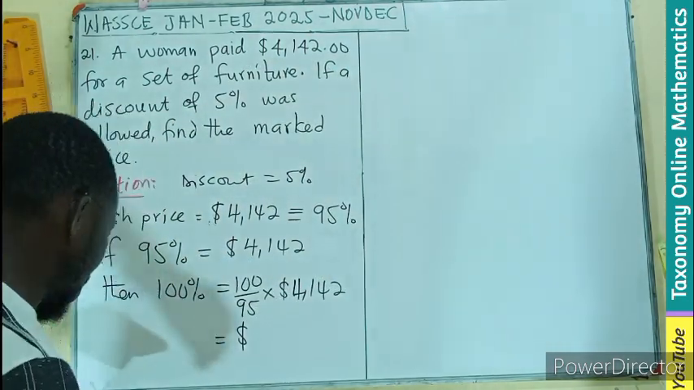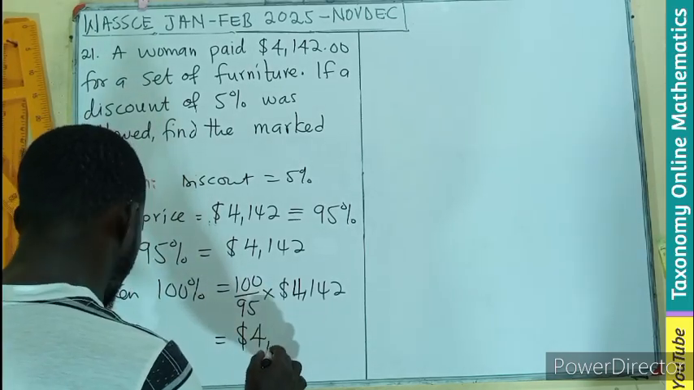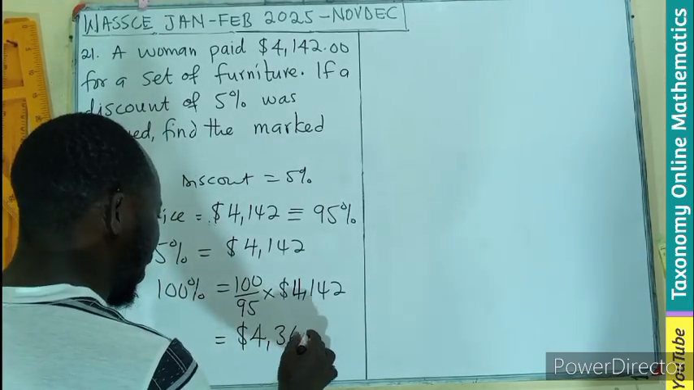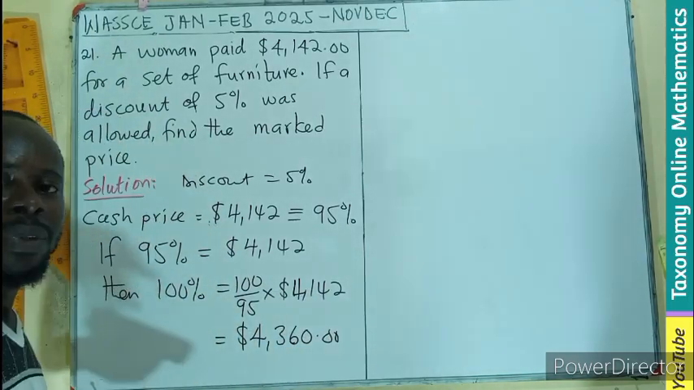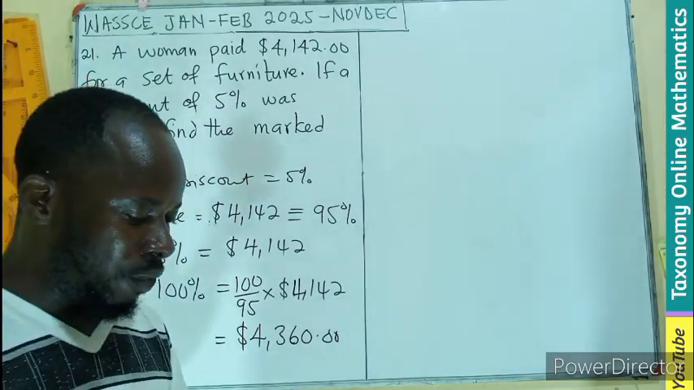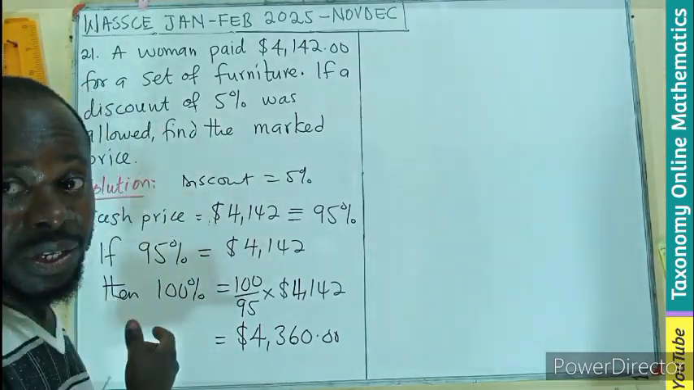And if you punch that well, you should be having $4,360. That is if I want to follow the approach of percentage.